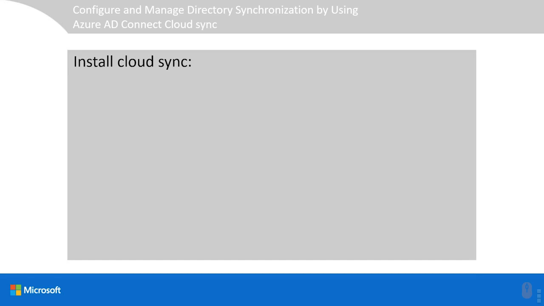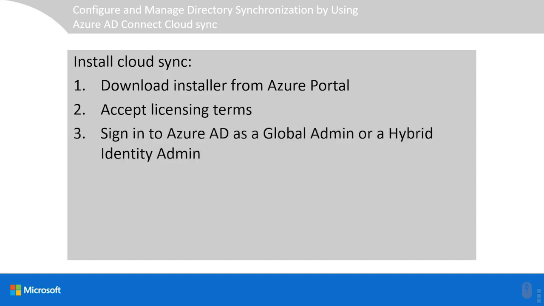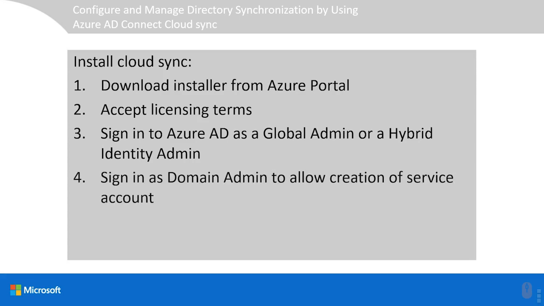Installing Cloud Sync is a pretty straightforward process. You download the installer from the Azure portal, accept the licensing terms, sign into Azure AD, either as a global admin or as a hybrid identity admin, sign in locally as a domain admin to allow creation of the agent service account, and allow the agent configuration to complete. And now I'm going to show you a quick demo of this process.